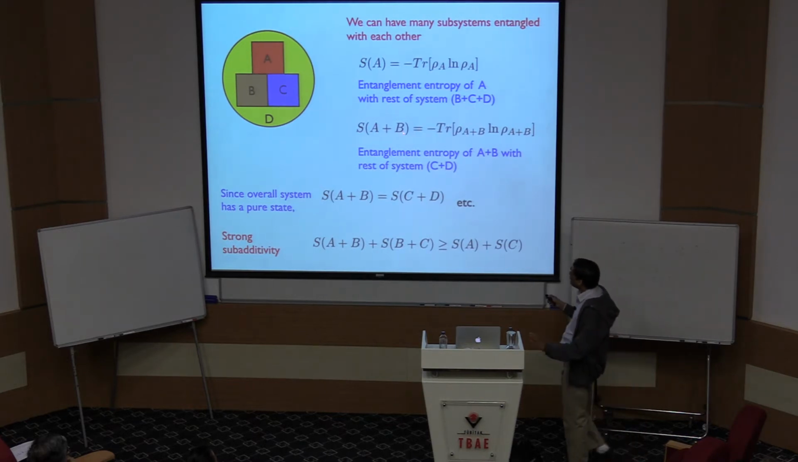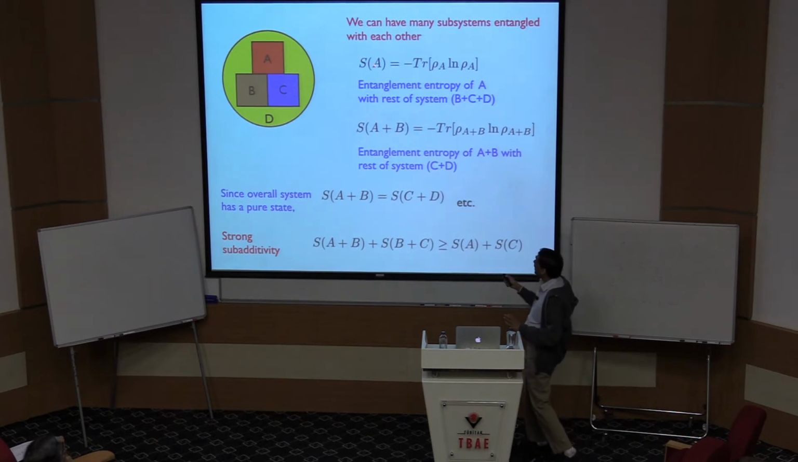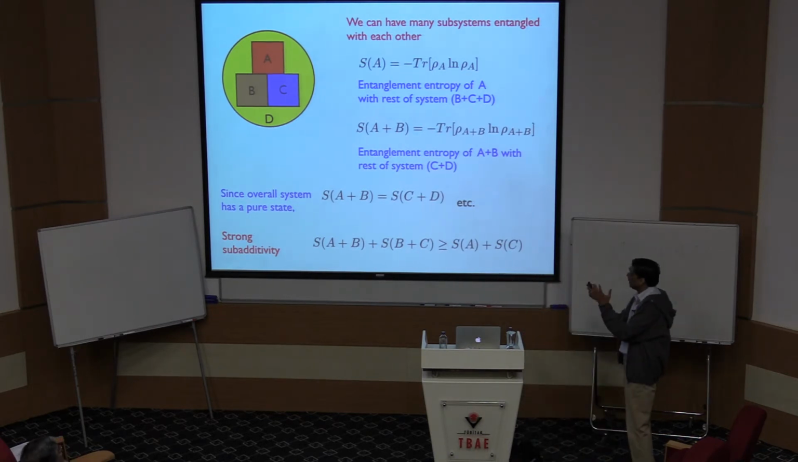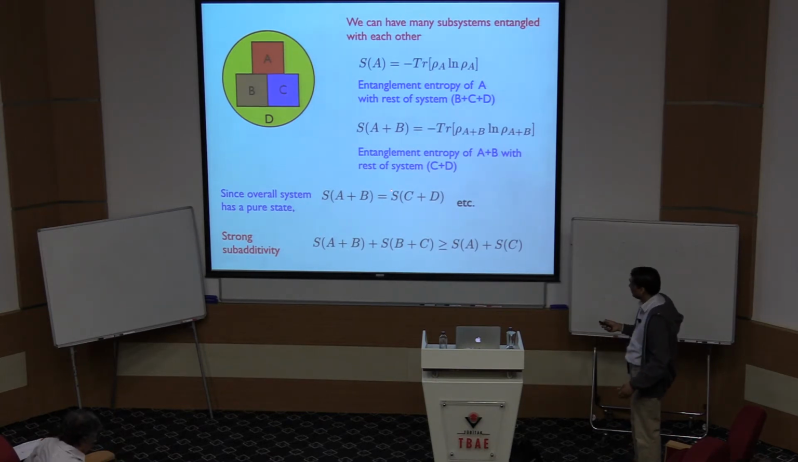And so if I write S of A plus B, what does that mean? It means how is the total system A plus B entangled with the rest? The rest means C plus D. So that's the symbol here. If you say S of some system A, it means compute the entanglement of A with everything else. If you see S of A plus B, it means take the entanglement of A plus B with everything else, and so on. The total system, I think, is not entangled with anything else.